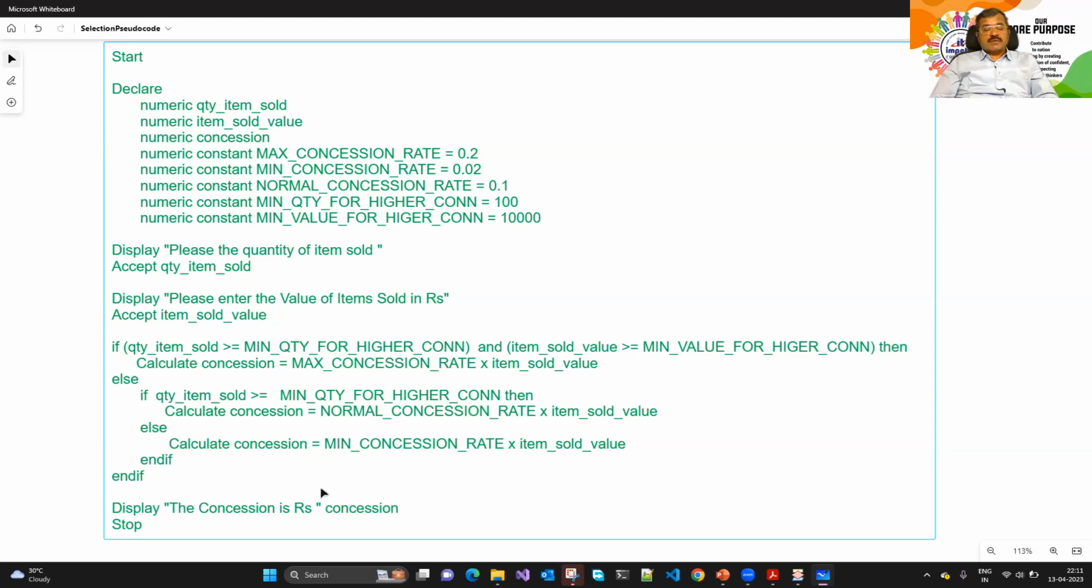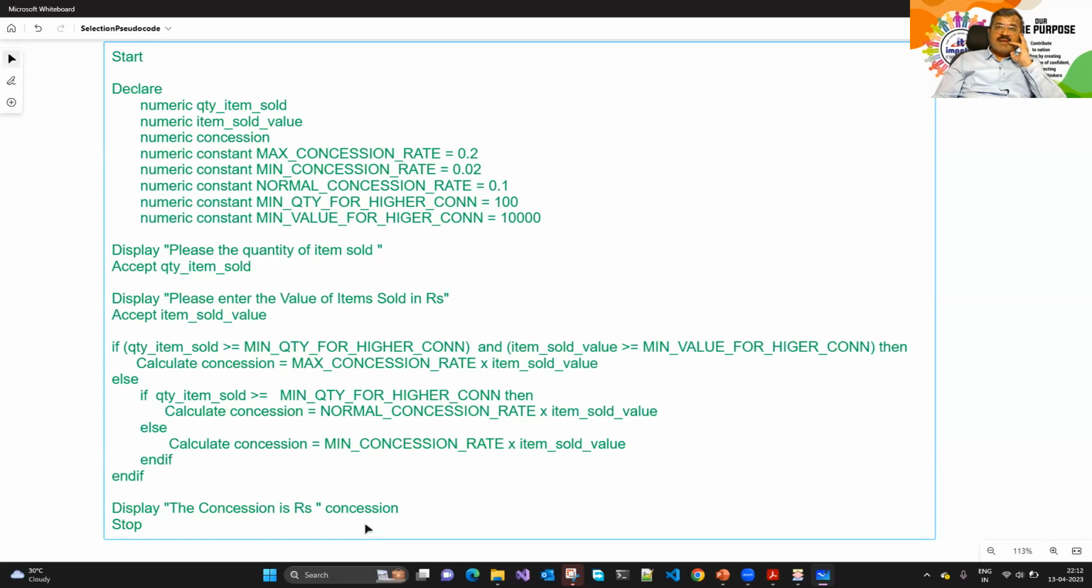Let's take the third scenario. The quantity is 150, but the value is 5,000. So is 150 greater than or equal to 100? Yes. Is 5,000 greater than or equal to 10,000? False. So we go to the else. Is the quantity greater than or equal to the minimum quantity for a higher concession, that is 100? Is 150 greater than 100? True. So we calculate the normal rate and then we come out and display the answer.